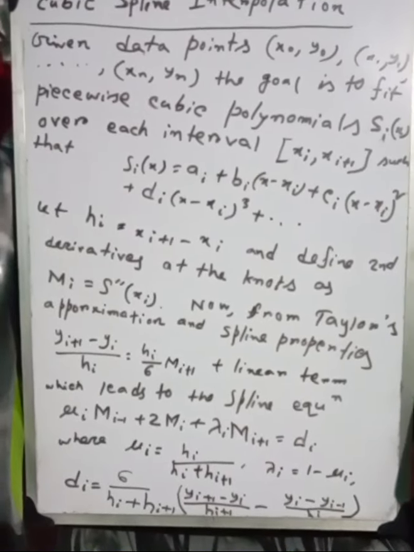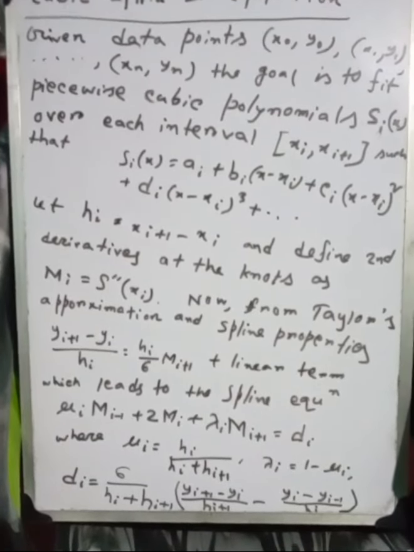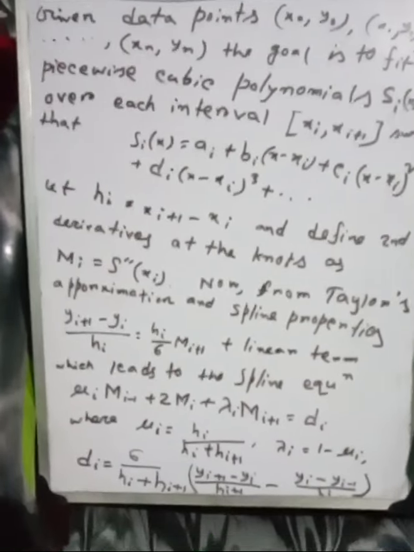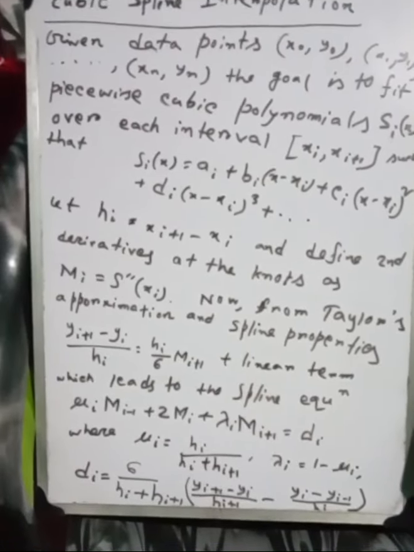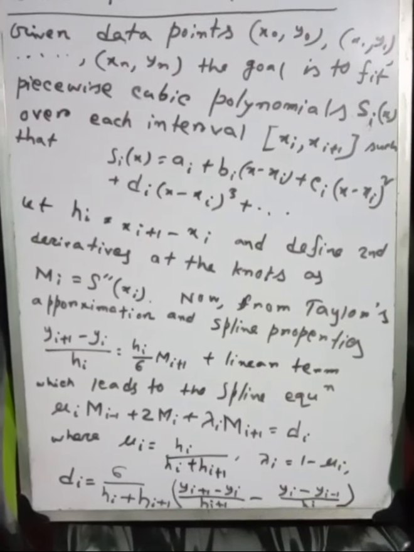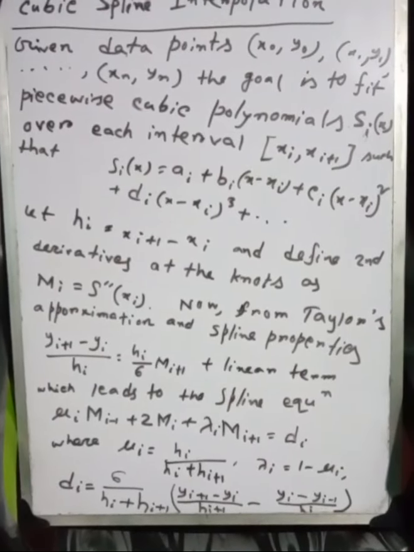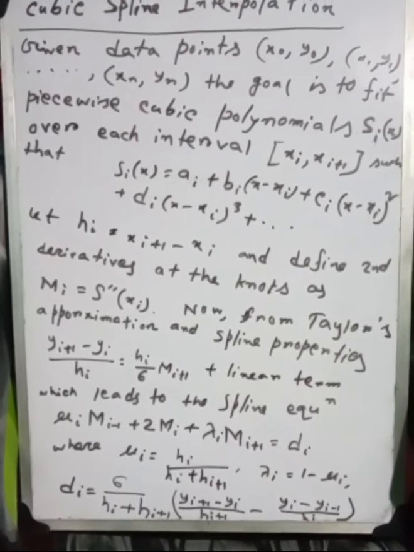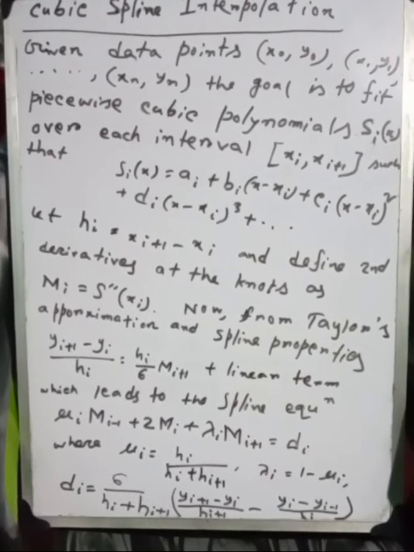Mu i multiplied by m(i-1) plus 2mi plus lambda i m(i+1) is equal to di. And how did we reach this interpolating formula? We had our interpolating polynomial Si(x) equal to ai plus bi (x minus xi) plus ci (x minus xi) squared plus di (x minus xi) cubed.